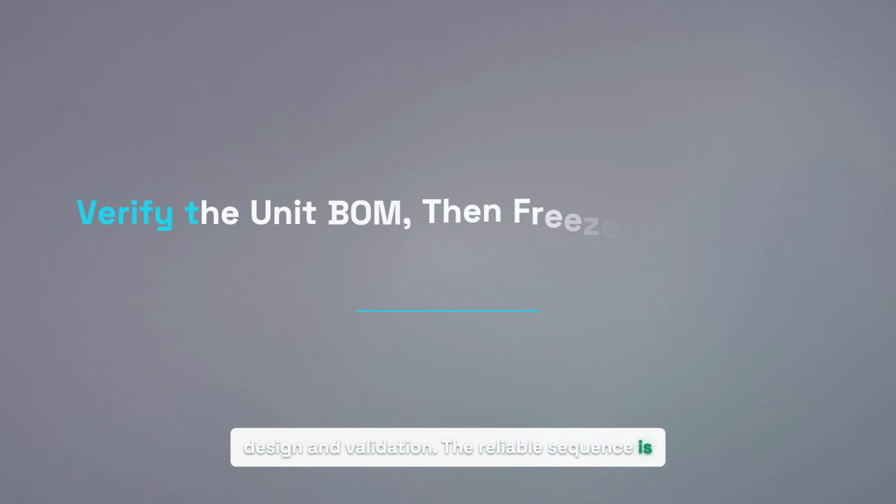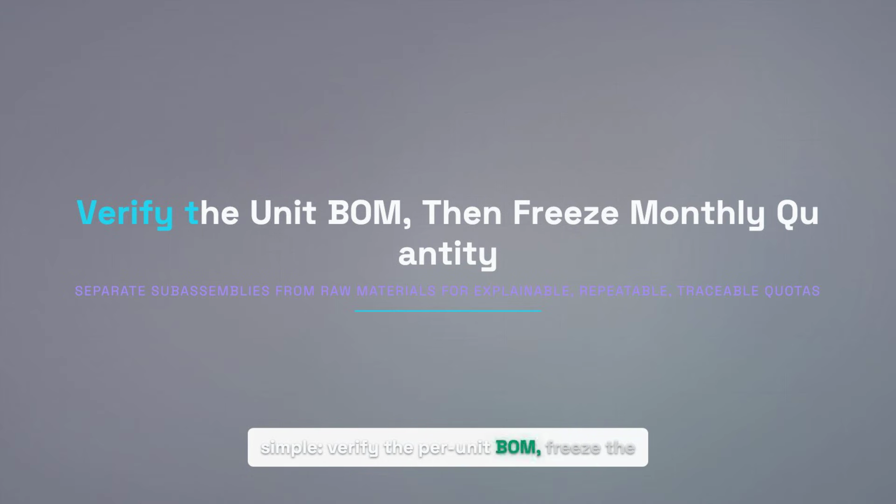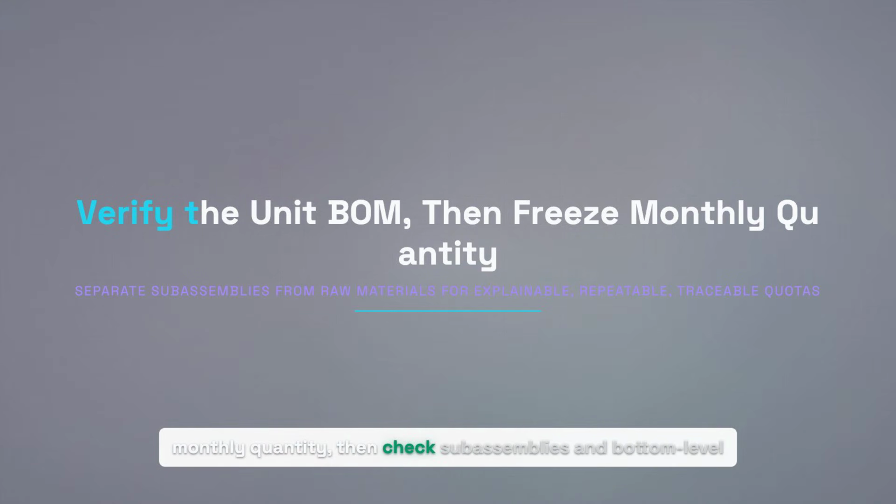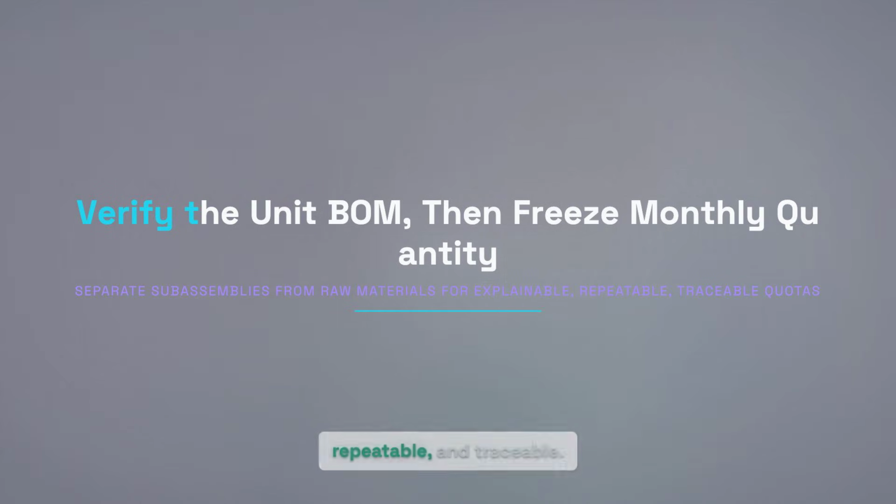The reliable sequence is simple. Verify the per unit BOM, freeze the monthly quantity, then check subassemblies and bottom level materials separately. That makes the quota explainable, repeatable, and traceable.